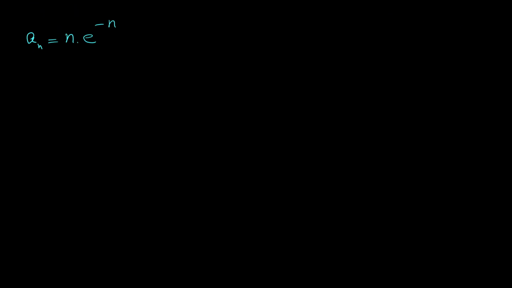Now look at this example. n times e to the negative n. This is not in fraction form, but we can easily rewrite this given sequence in the form of n over e to the n. Because the power of e is negative, we can move this term to the denominator. This is one of the properties of exponential functions. We move that term to the denominator and make the power positive.